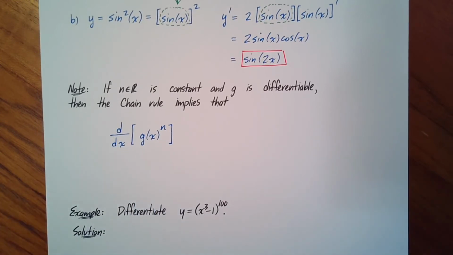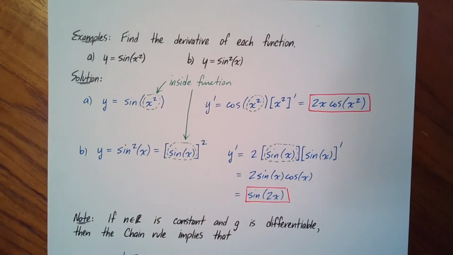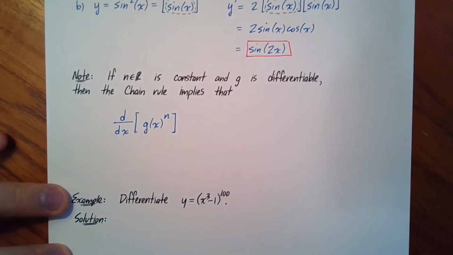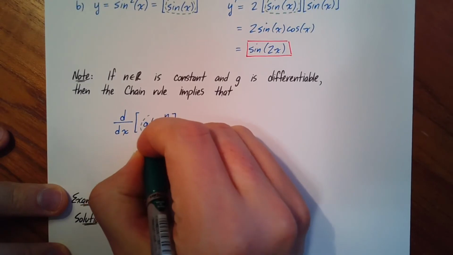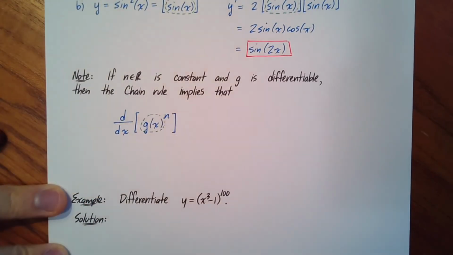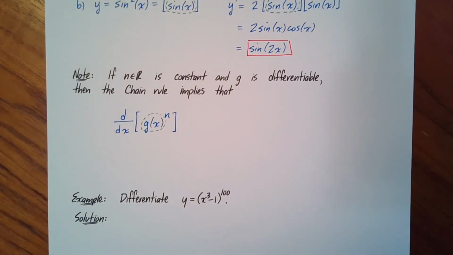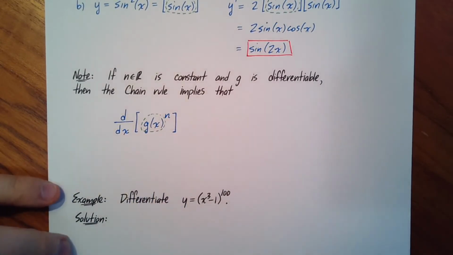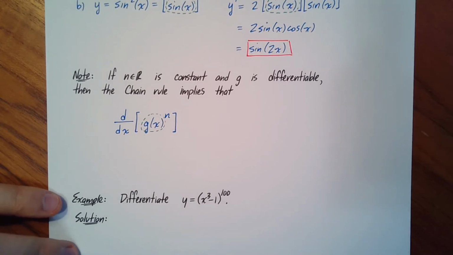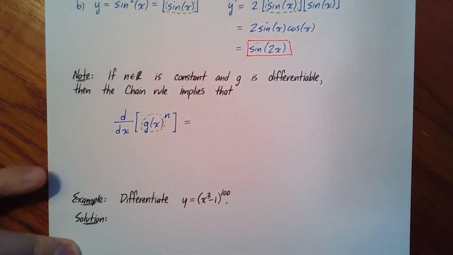Okay, well, let's just do exactly what we did up here. Let's just draw a bubble around the inside function. So that's g of x, right? And then we'll just take the derivative in the same way we did the previous example. So remember that there's two parts to the chain rule. First, you differentiate the outside function, but leave the inside function alone. So what's that going to look like?